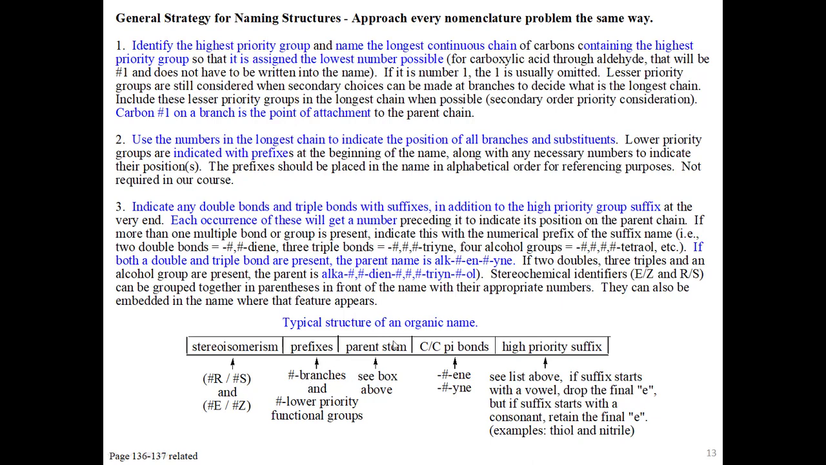Okay, then you have the parent stem name. That's the methane, ethane, propane, butane, pentane, and so forth. And then if there's any pi bonds, alkenes and alkynes, they'll go after that with a number for their position. And then whatever is the high priority group, that will go at the end. And if it's not a 1, then you'll have to put a number. But all the ones that just start at the beginning, you don't have to put a 1 there for that.